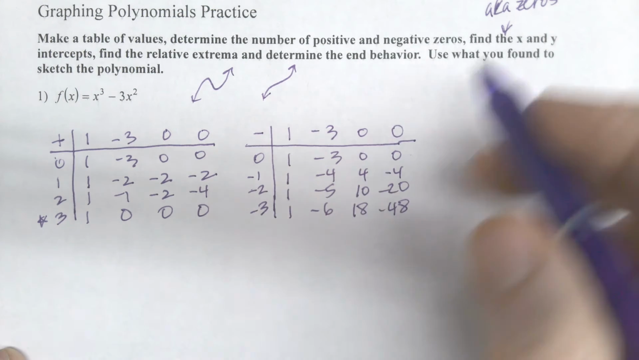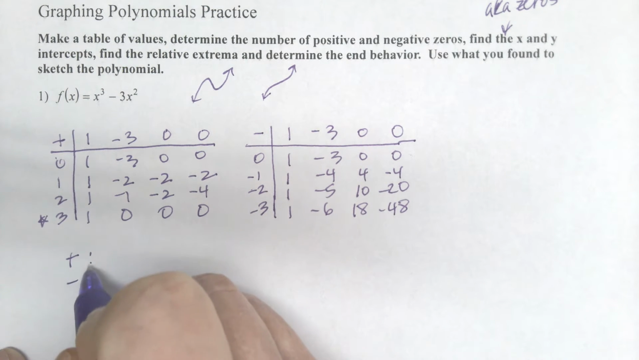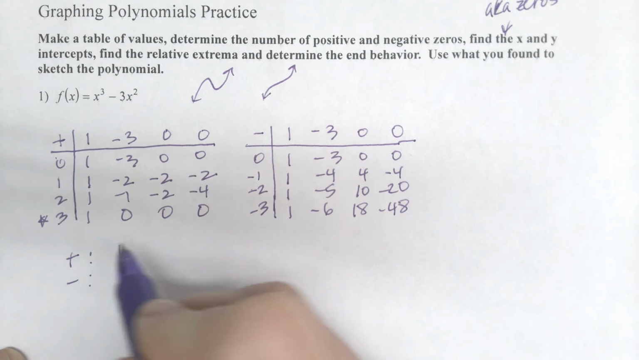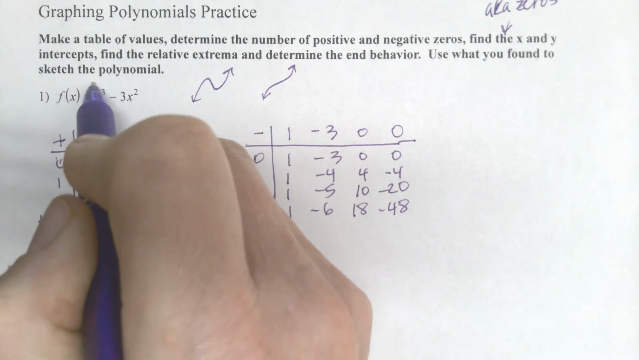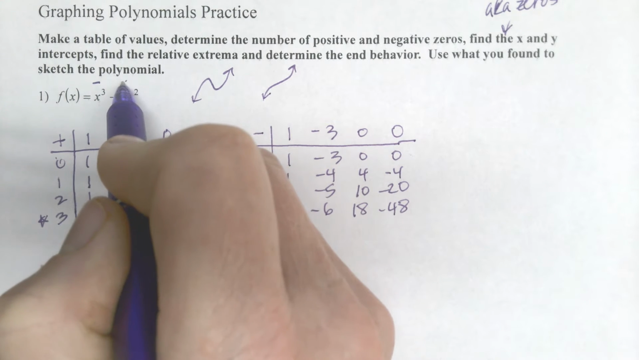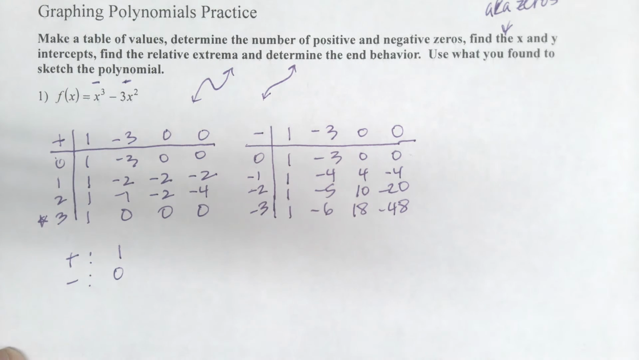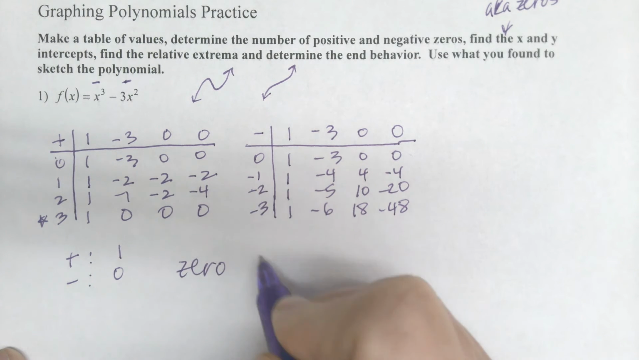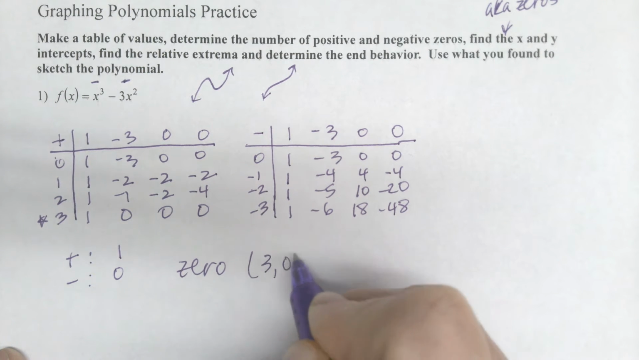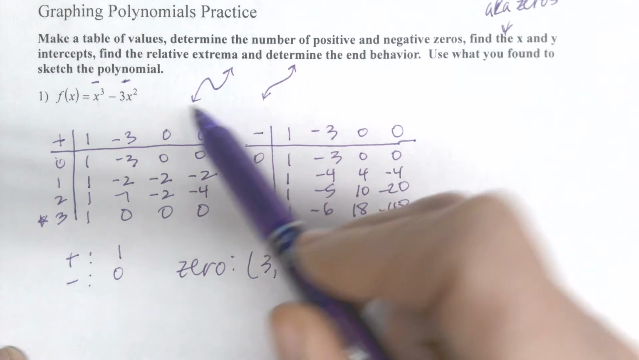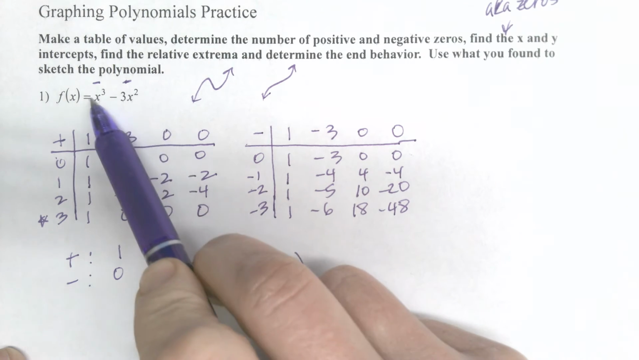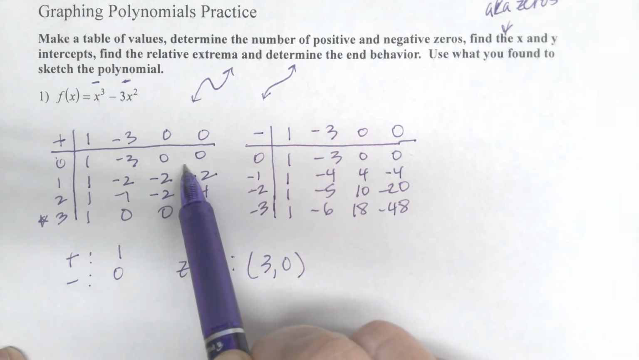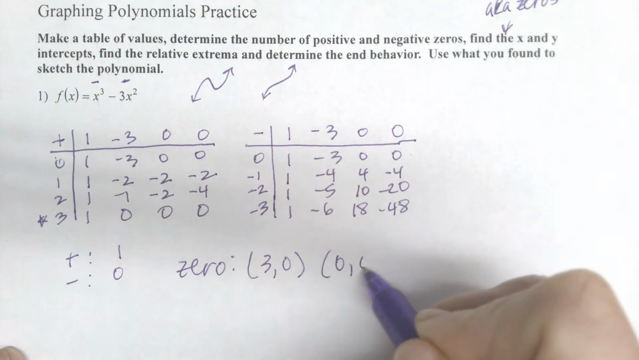All right, so now the next thing I'm going to do is find my number of positive and negative zeros, and as far as positive goes, it looks like there's 1. As far as negative goes, this would become negative, this would stay negative, so there's going to be none. And I did find that 0 here at 3, 0. Now the other thing that I have to keep in mind is I could potentially have zeros at 0. Not even potentially, I know that I do. I have a 0 up here at 0. And so 0, 0 is another one.